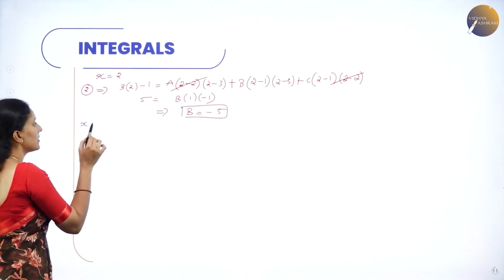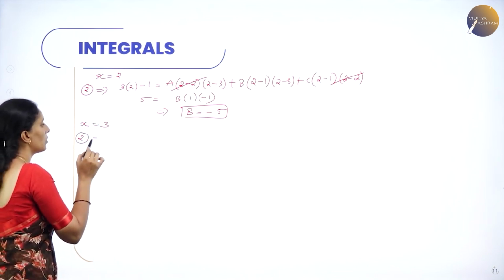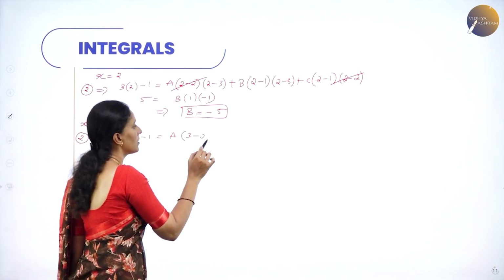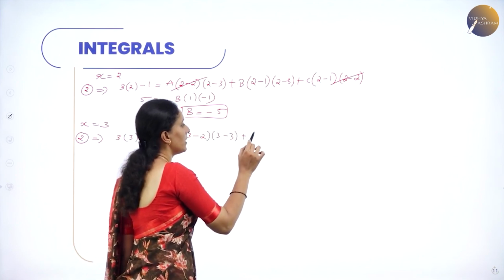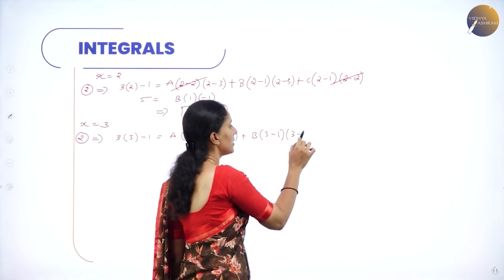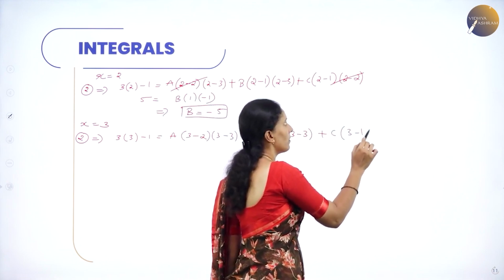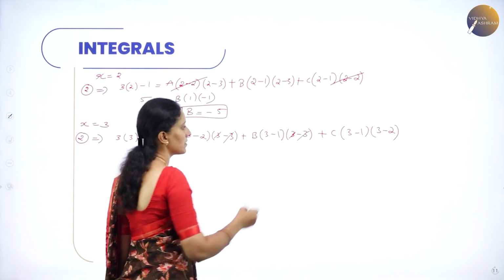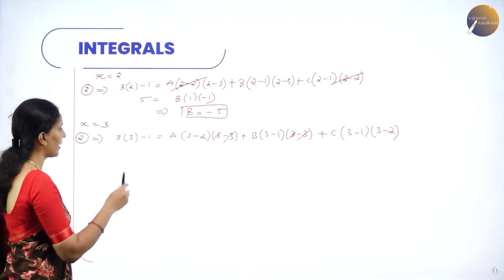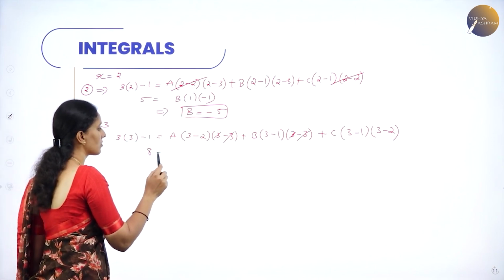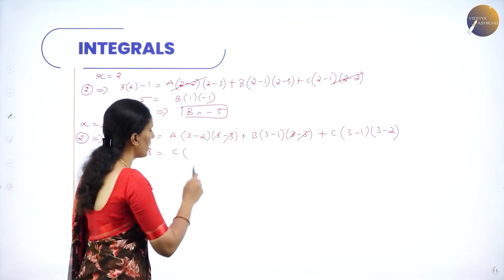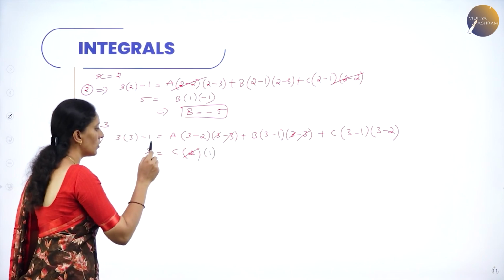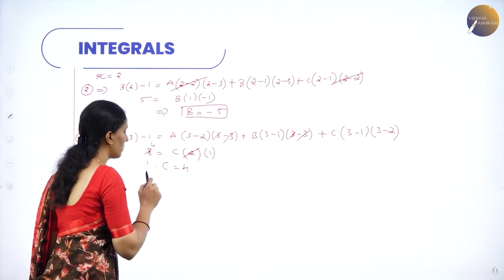Next, let me take x is equal to 3. If you take x is equal to 3, equation 2 implies 3 into 3 minus 1, equals a into 3 minus 2, 3 minus 3, plus b into 3 minus 1, 3 minus 3, plus c into 3 minus 1, 3 minus 2. So clearly a becomes 0, b becomes 0 and now we have only the c factor. Here 3 3s are 9, 9 minus 1 is 8. c into, so 3 minus 1 is 2, 3 minus 2 is 1. So we can cancel, 2 4s are 8. So therefore c is equal to 4.